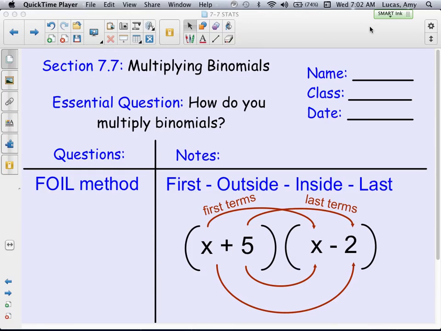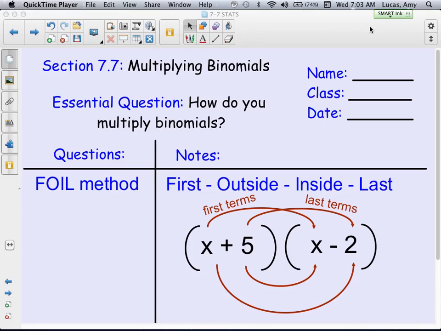Lesson 7-7, multiplying binomials. Our essential question is, how do you multiply binomials? Well, we've learned how to multiply monomials, and we've learned how to multiply a monomial times a polynomial. So now we're going to work on multiplying two binomials together. So instead of having a monomial in front of the parentheses, we have another binomial.